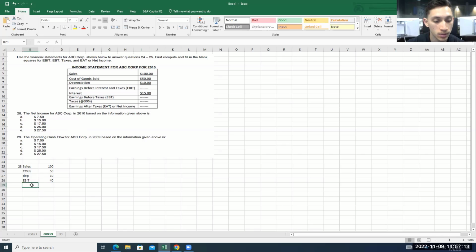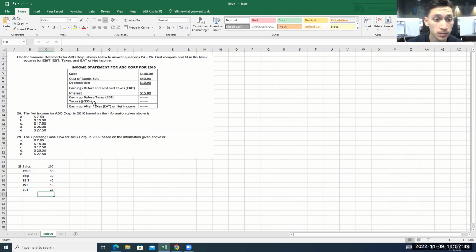So then if we go ahead and do interest of $15, we're asked our earnings before taxes, EBT. We're going to take our earnings before interest and taxes, and we're going to subtract the interest from that. So it's going to be 40 minus 15. $40, 15 our interest. It's going to be 25. 25 is going to be our earnings before taxes.